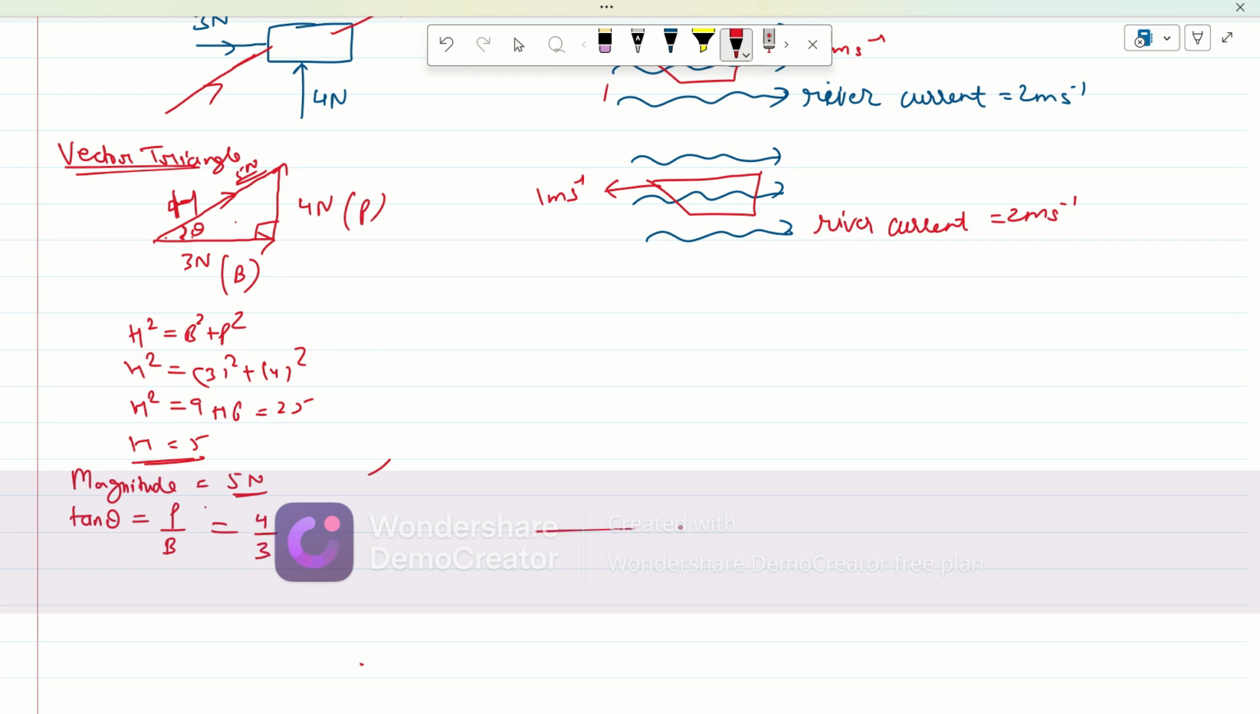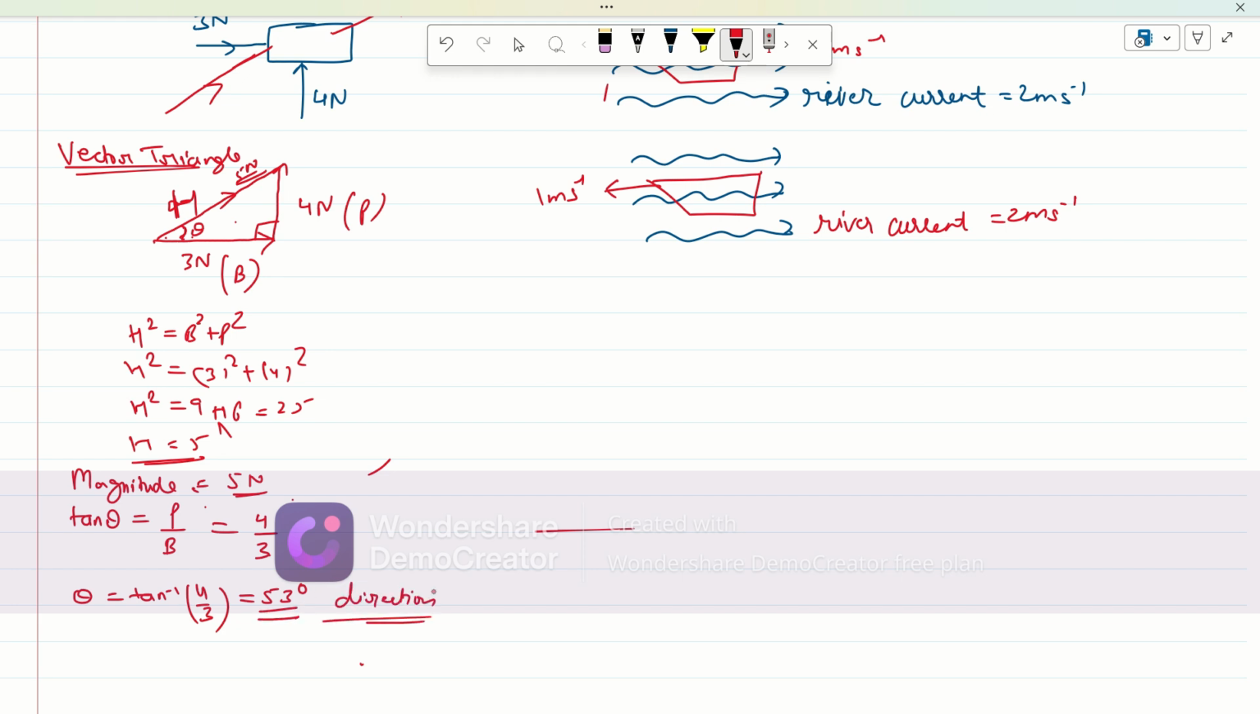Now you will use a calculator. To find theta, theta will be equal to tan inverse 4 by 3. On the calculator you press shift and then tan inverse will come, then start bracket, put 4 divided by 3, close bracket and enter. So this will come to be 53 degrees. So 53 degrees will be the direction. This is how you can find direction.